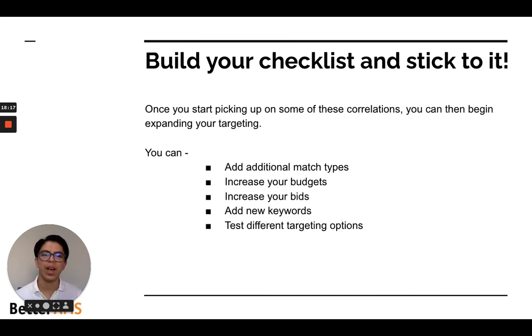Once you start picking up on some of these correlations, you can begin expanding your targeting. You can go from exact match to phrase match and broad match. You can start increasing your budgets. You can start increasing your bids slightly. And you can start adding new keywords, mining keywords from the customer search term. There's a lot of things you can do. And you can also start testing different targeting options such as category targeting and auto targeting. But first things first, start with sponsored products.